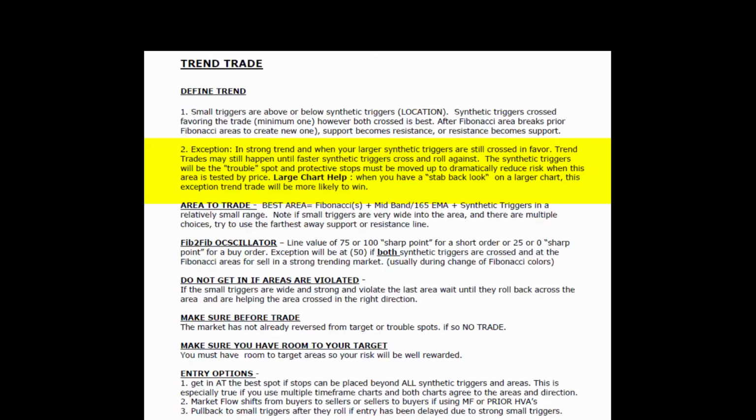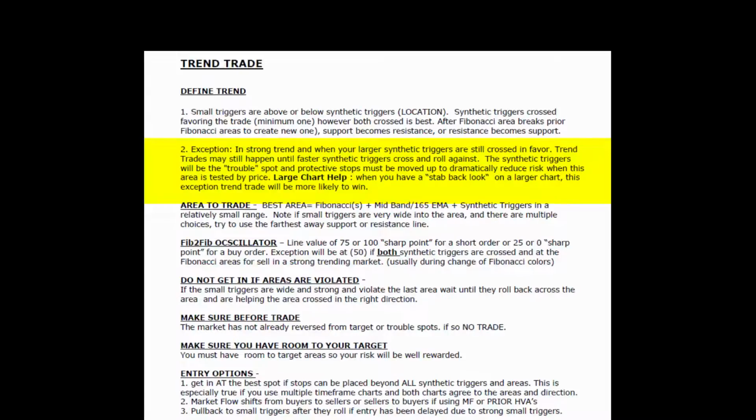All right, so we're now going to deal with the exception to the trend trade. And the exception is when your small triggers are on the wrong side of your synthetic triggers, but your synthetic triggers are still crossed in the trend direction.